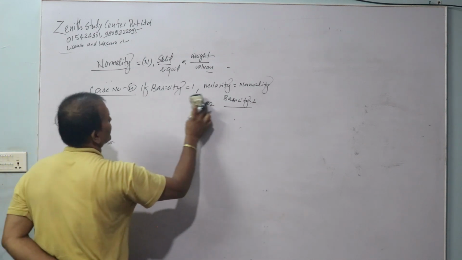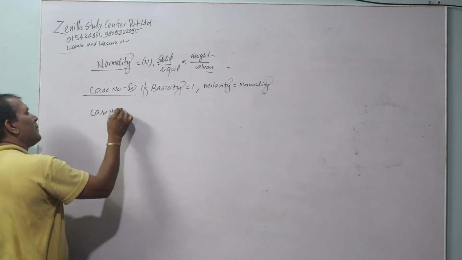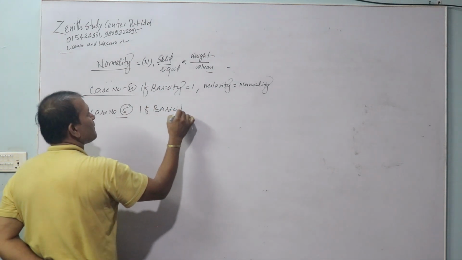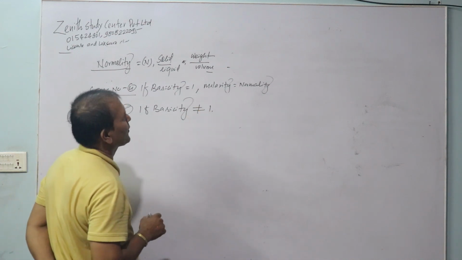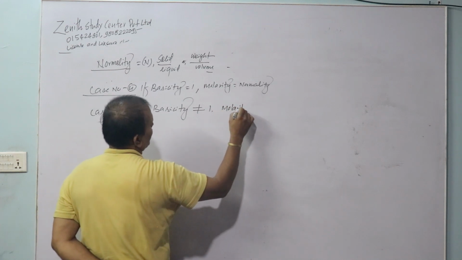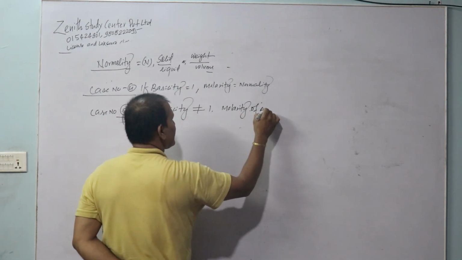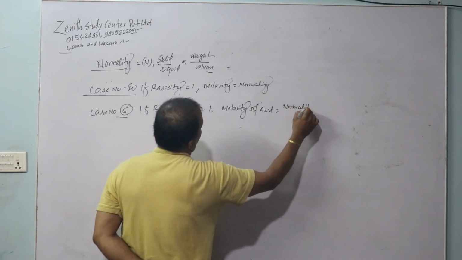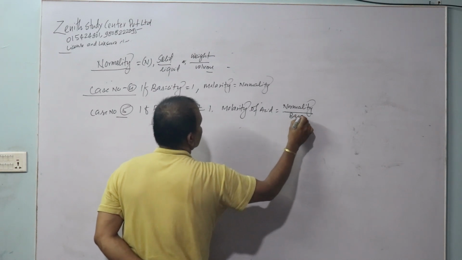Case number 5. So what is case number 5? If basicity is not equal to 1, like 2, 3, 4, at that condition, molarity of acid is equal to normality by basicity.